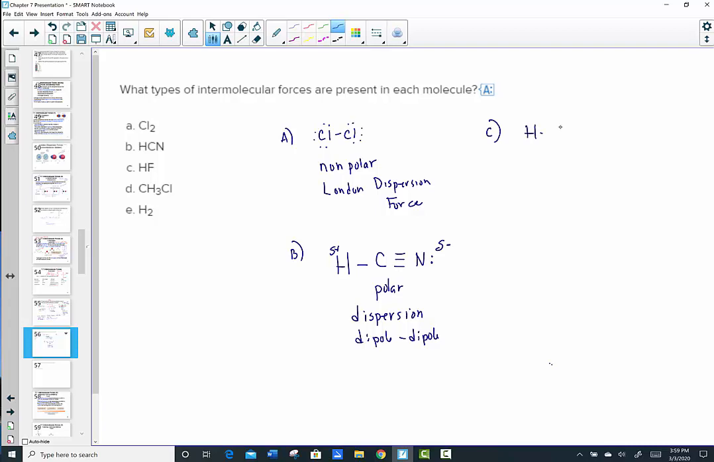Letter C is HF. Well, all molecules exhibit dispersion, so that's a given, a temporary dipole. This happens to also be polar with the unequal distribution of charge around the fluorine compared to the hydrogen, a very electronegative bond there. So it also exhibits dipole-dipole. And it does indeed meet the criteria for hydrogen bonding with an H directly attached to a fluorine.